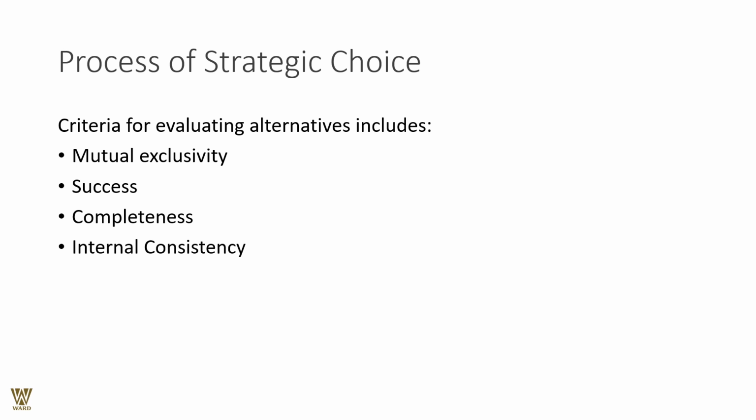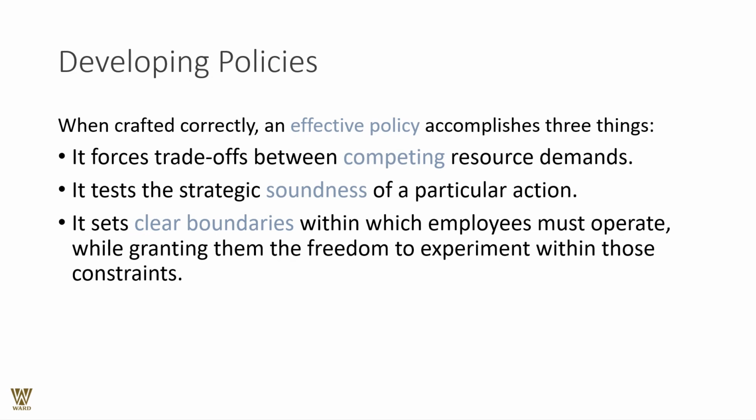So in the process of strategic choice, the criteria for evaluating alternatives include mutual exclusivity, success, and completeness. This is what internal consistency is all about. We are looking at mutual exclusivity, success, completeness, and internal consistency that needs to be checked every now and then.